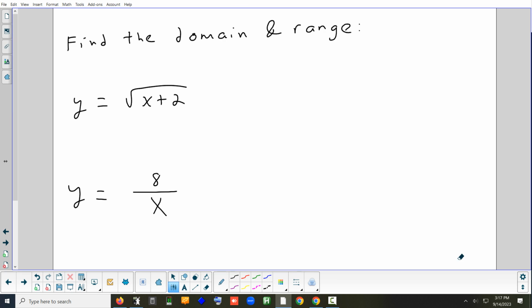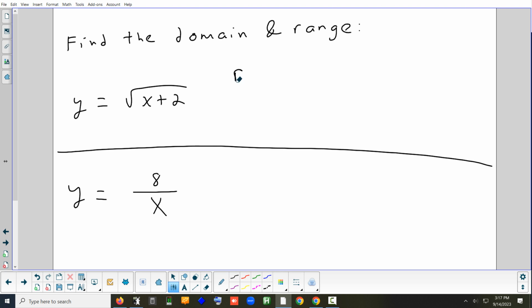Okay, so domain and range. So remember, with domain, there are 2 types of functions you have to be careful with. If you're dealing with a square root, you want to make sure you never plug in a value that causes you to take the square root of a negative. If you're dealing with a fraction and it has a variable in the bottom, you never want to plug in a number that could give you 0.